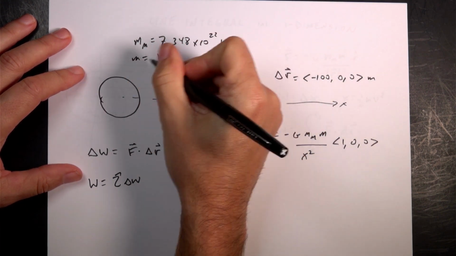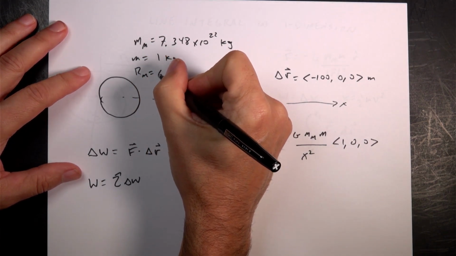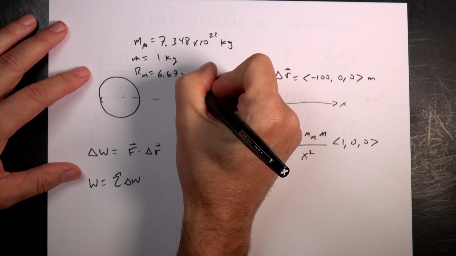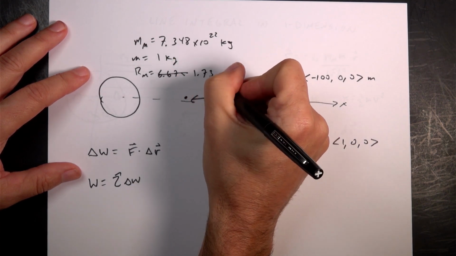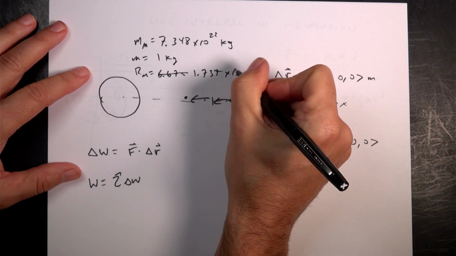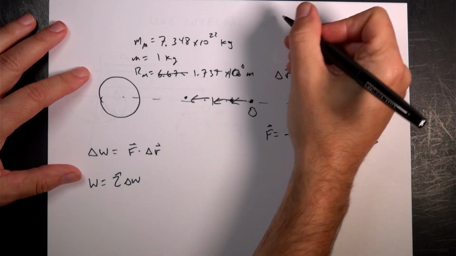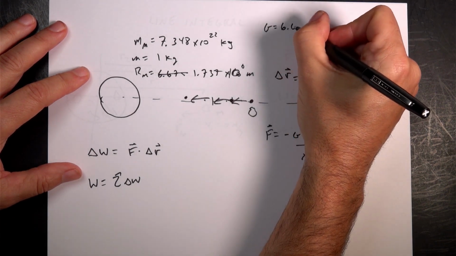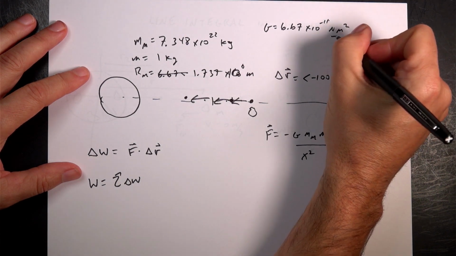I'll just pick that. The radius of the moon doesn't really matter, but it's 1.737 times 10 to the 6th meters. And then G is 6.67 times 10 to the negative 11th Newton meters squared per kilogram squared.